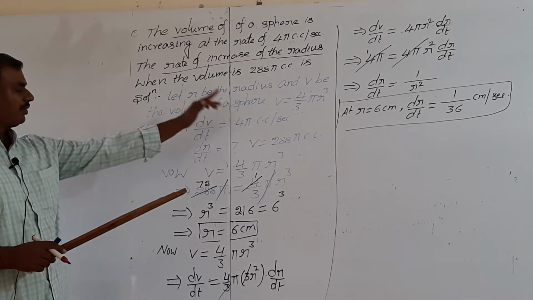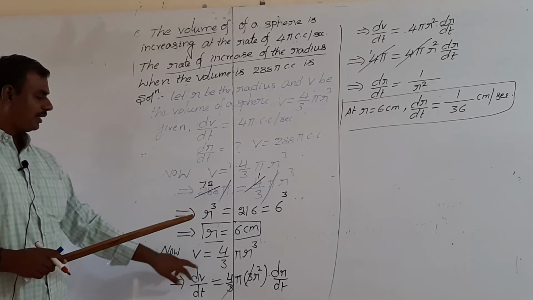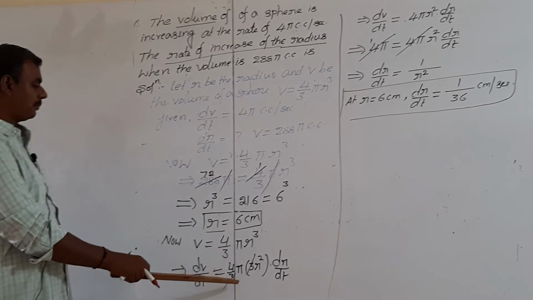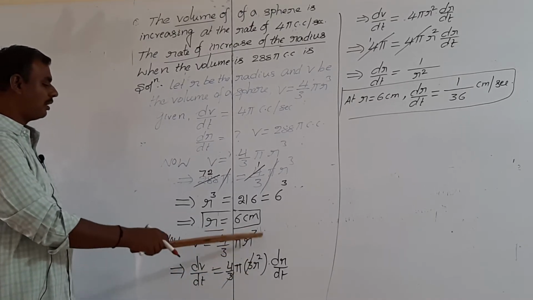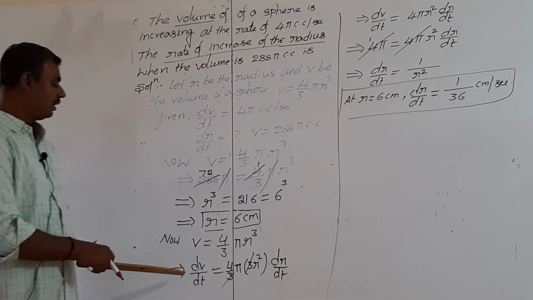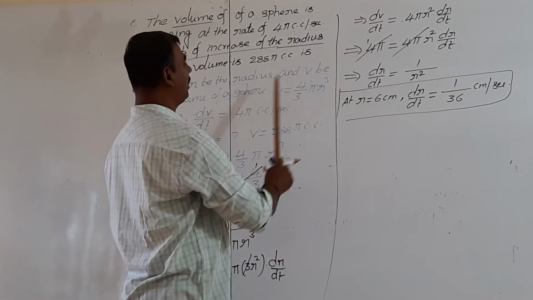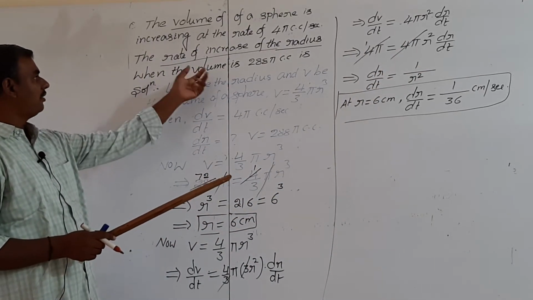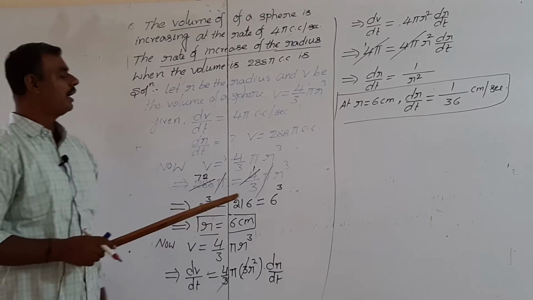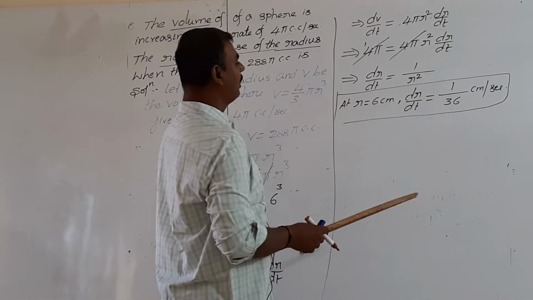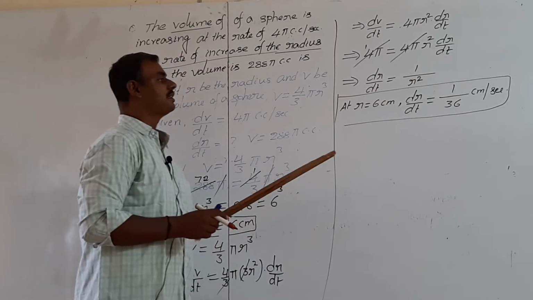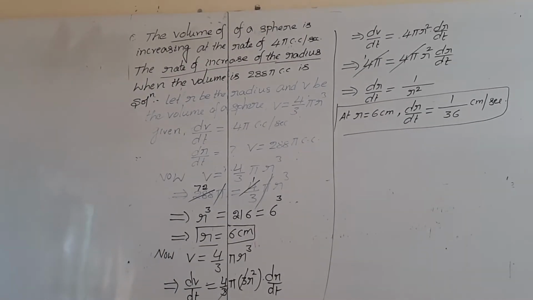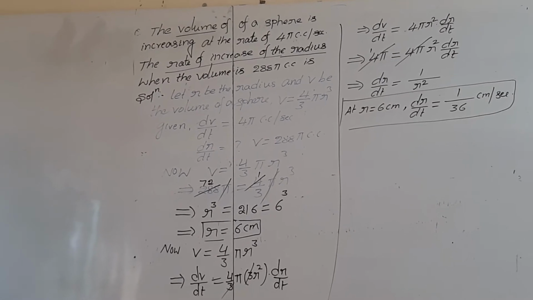Thereafter, we take the same formula and differentiate with respect to time. So dV by dt is equal to 4/3 pi times 3r square dr by dt. Now substitute the values: dr by dt equals 1 upon r square. At which instant? At r is equal to 6 centimeters, the rate of change of radius is equal to 1 upon 36 centimeter per second.